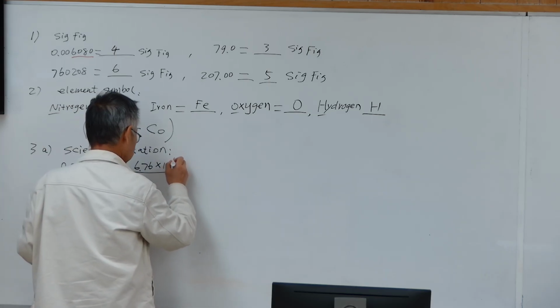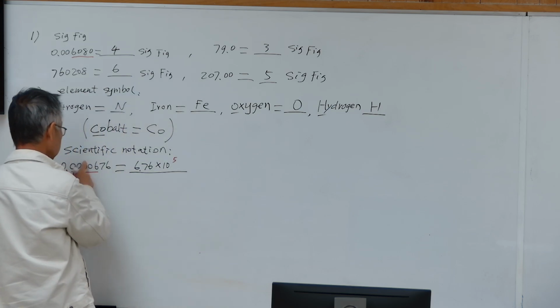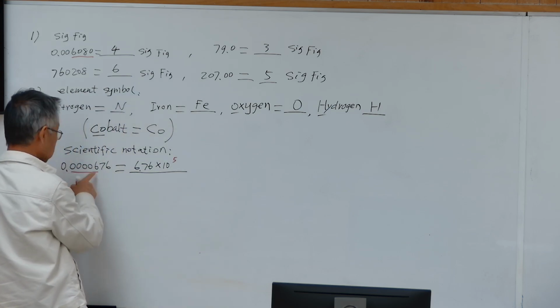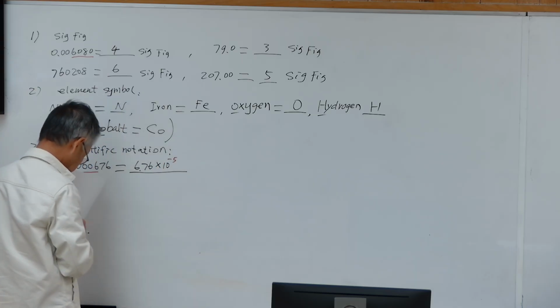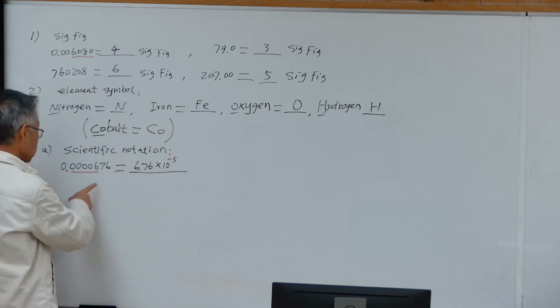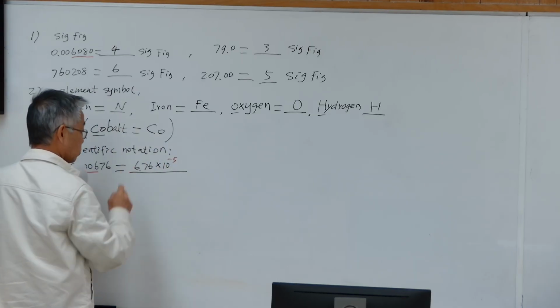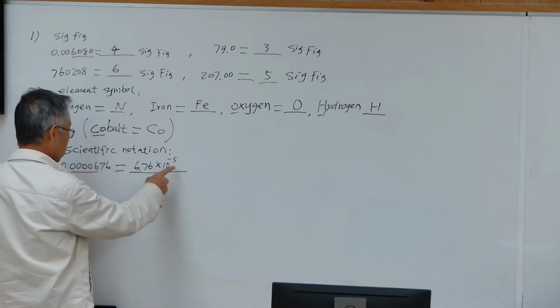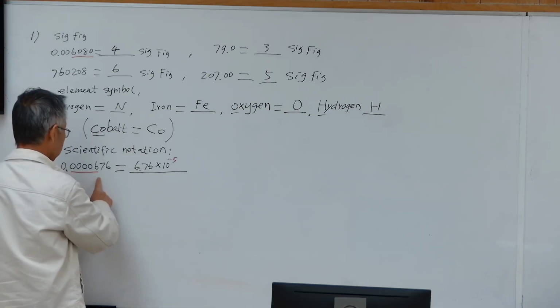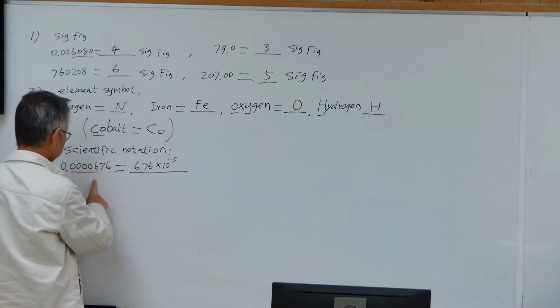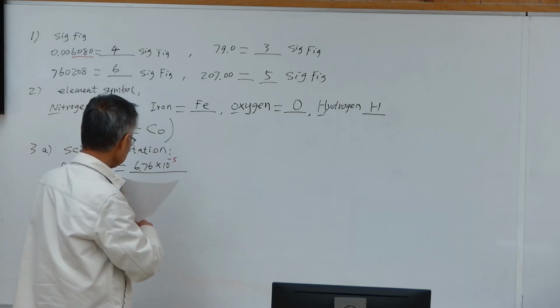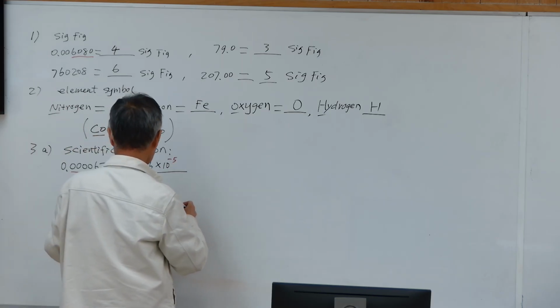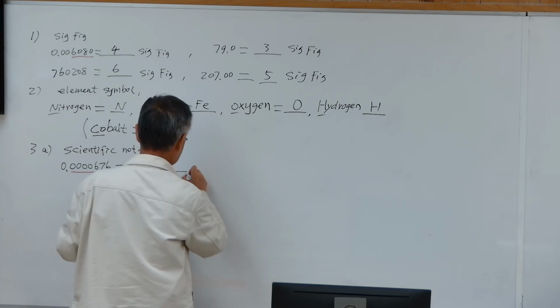So this is the fifth power. But since this initial number is a very small number, smaller than 1, this 5 is a negative 5. So if the initial number is less than 1, the power is negative. The actual number depends on how many places you moved. We move 5 decimal places, so this is negative 5.